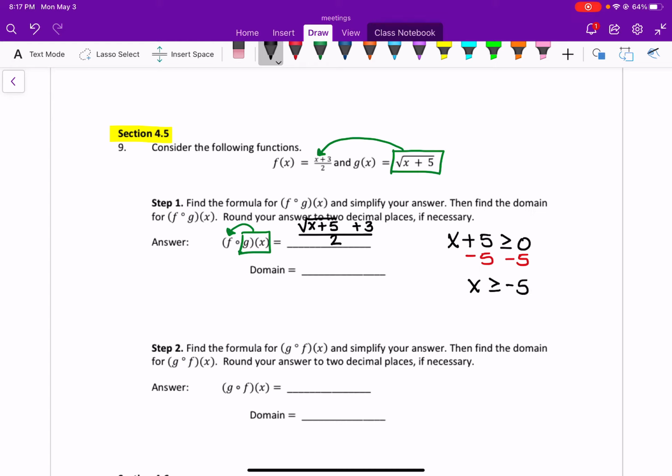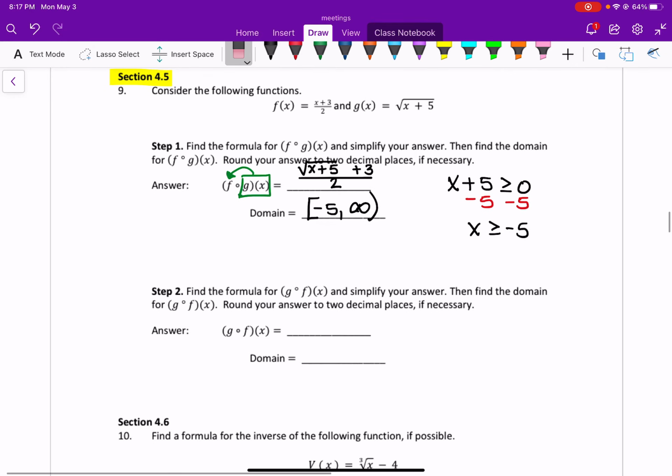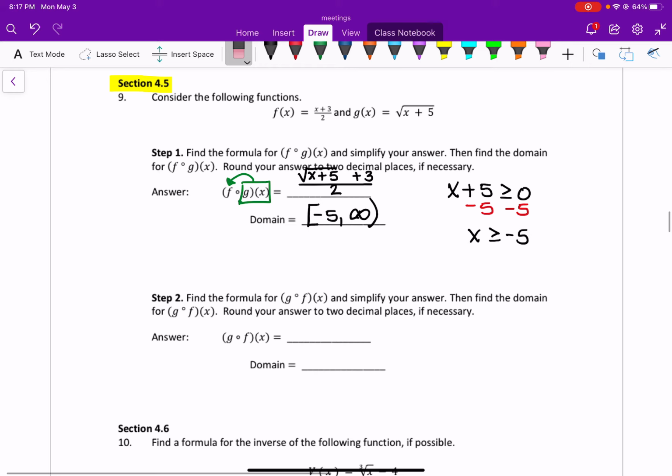And on our domain, we're going to write it in interval notation. So we're going to do a bracket, since we're greater than or equal to -5, to infinity with a parenthesis. And again, if you need to, you can draw out the picture for that to make it easier to write in interval notation. All right, let me erase our markings here for a second, and let's do our second step where we're going to do g of f.